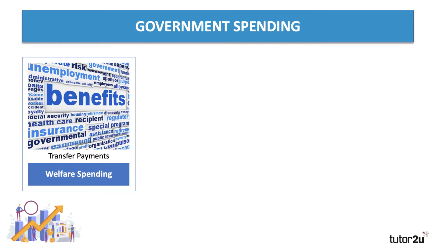One is welfare, transfer payments such as universal credit, the job seekers allowance, and the state pension. Now, that is not included in government spending G in the familiar equation C plus I plus G plus X minus M, because it's not spending on goods and services. It's purely a welfare transfer from taxpayers through the government to welfare recipients. So that's not included in G.